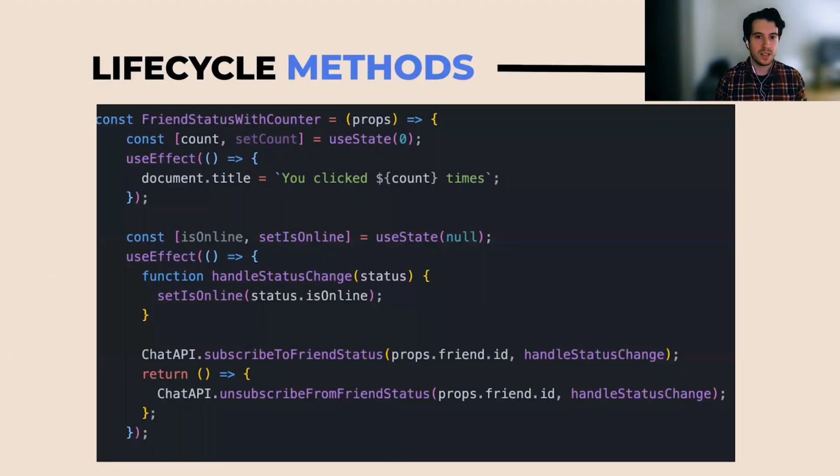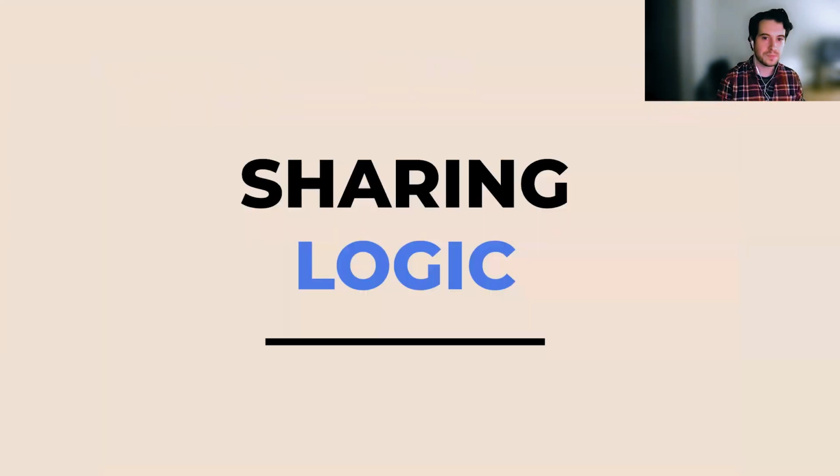As you can see, our logic is no longer grouped by component lifecycles. Instead, it's grouped by shared logic. So we have all of our document.title logic in one useEffect and all of our chat API logic in another useEffect. It even has some logic built in for when the component unmounts. So pretty cool. But there's still one last problem we need to cover, and that is sharing non-visual logic.